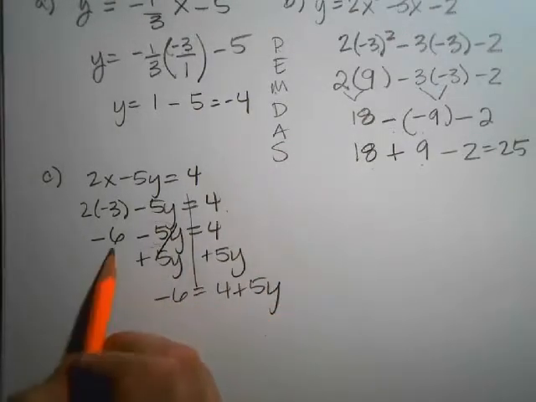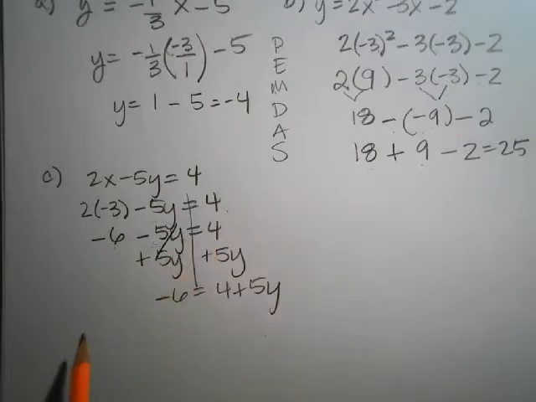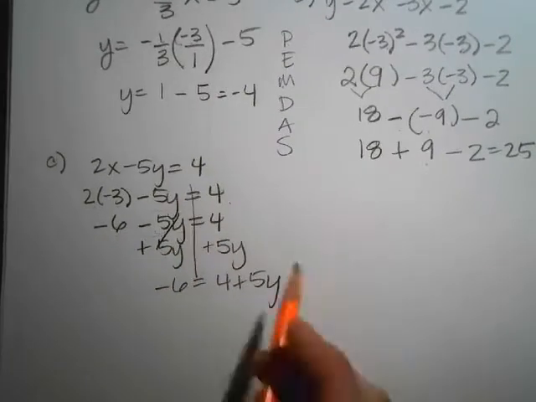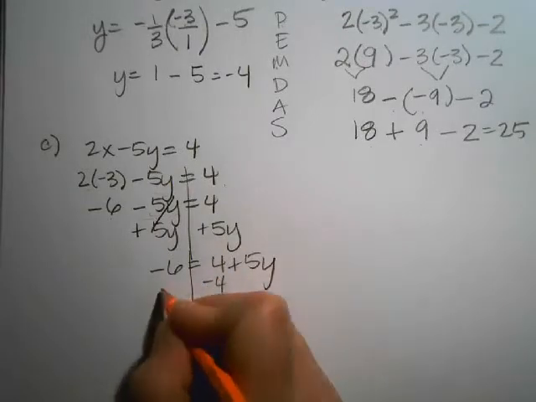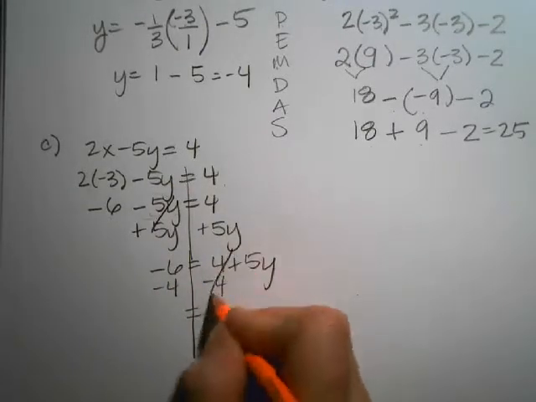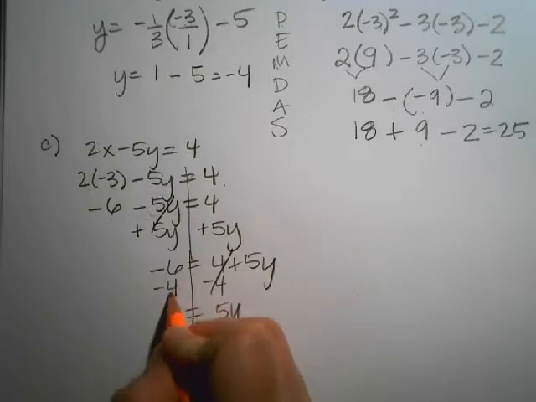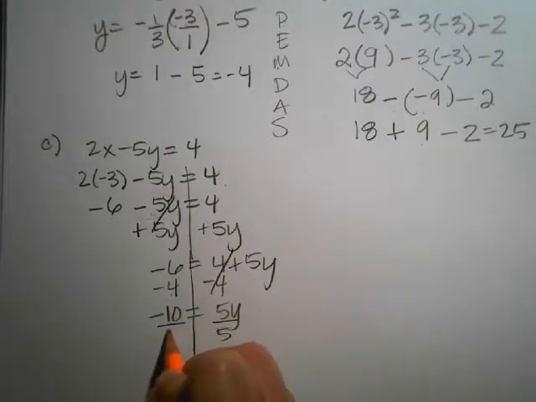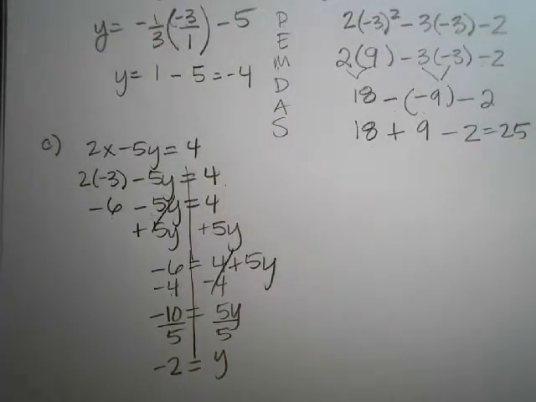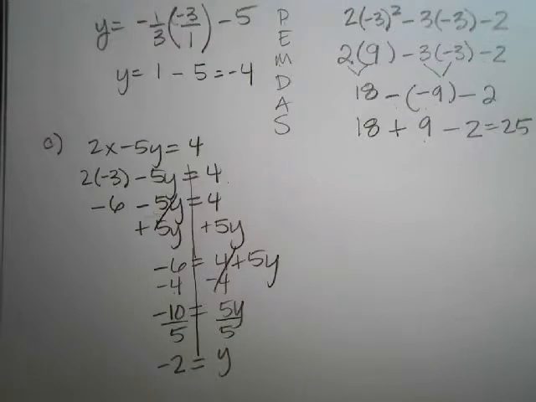I know a lot of people are going to say just add 6 to both sides. That's fine, you can do that. Then I'm going to subtract 4. -6 minus 4 is -10. Divide both sides by 5. So y equals -2.